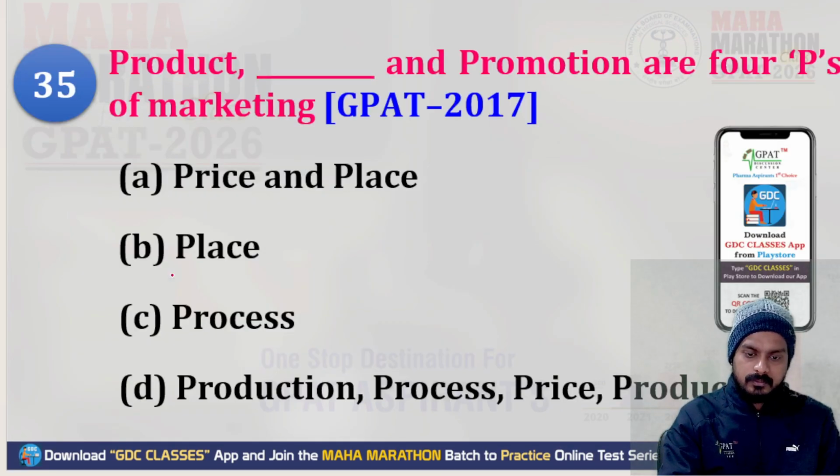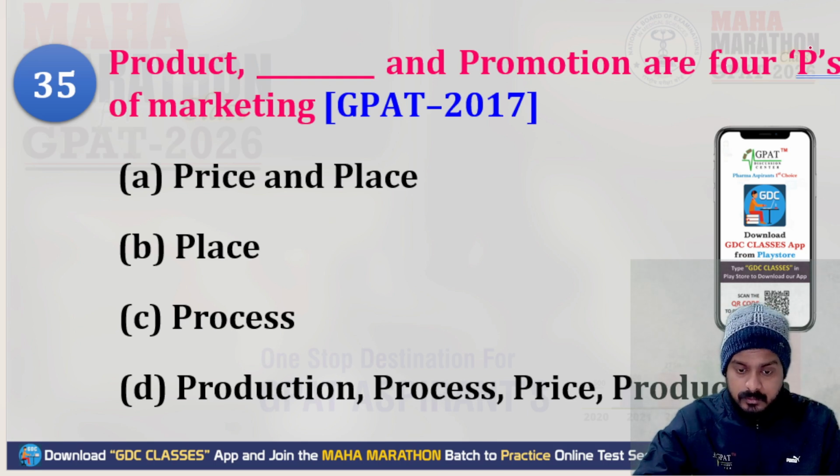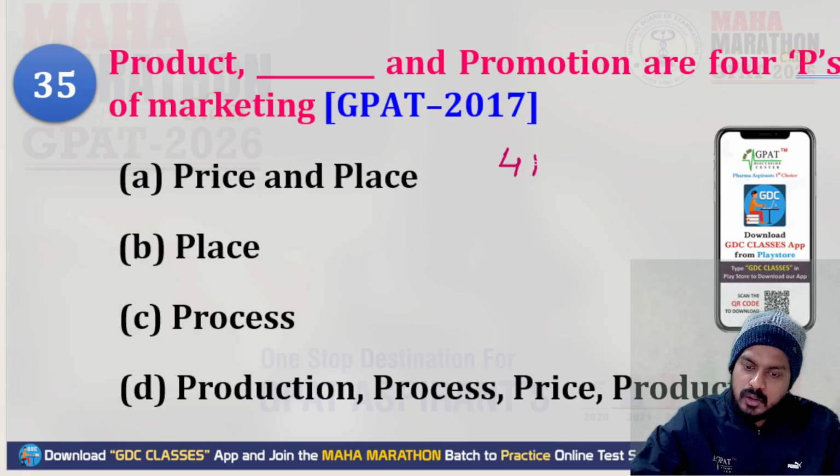Next question. Product and dash and promotion form the 4 P's of marketing: product, price, place; product, place, and promotion; product, process, and promotion; production, process, price, production. You need to know the 4 P's of marketing. The first P is product.